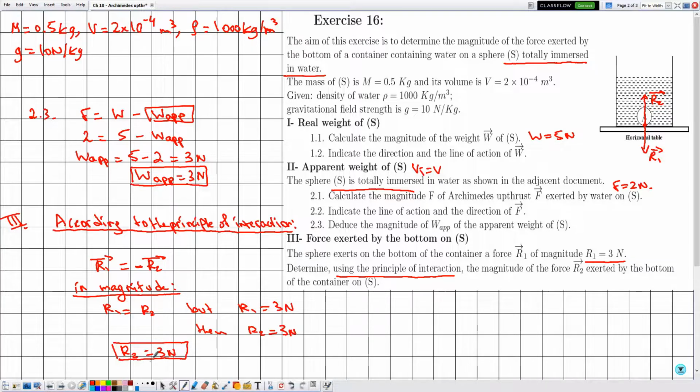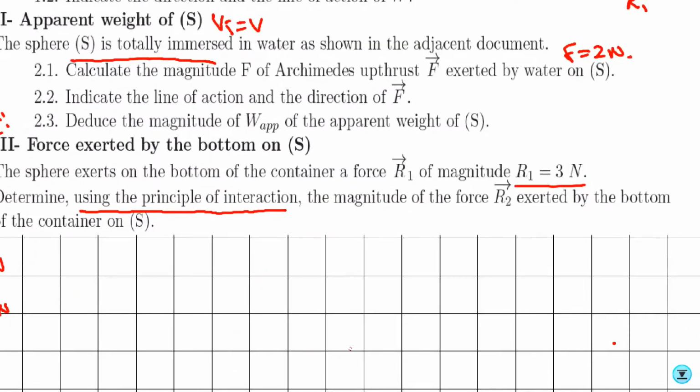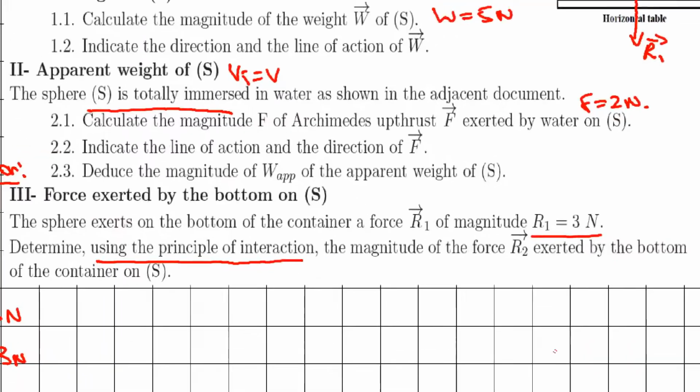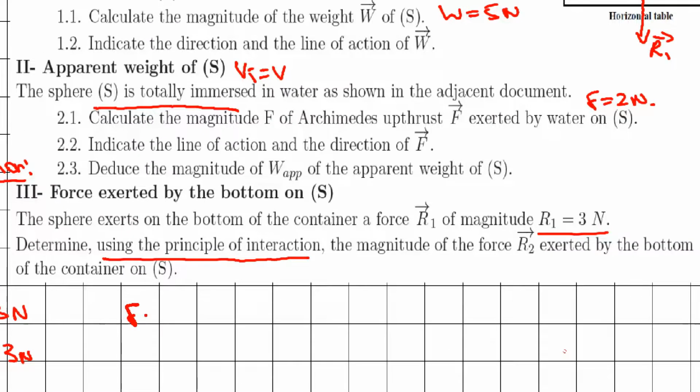So now, okay, this is it for this exercise, but let me say the following. We have determined the value of F, and the value of F is given by 2 newtons from here. And the value of W is given by 5 newtons.